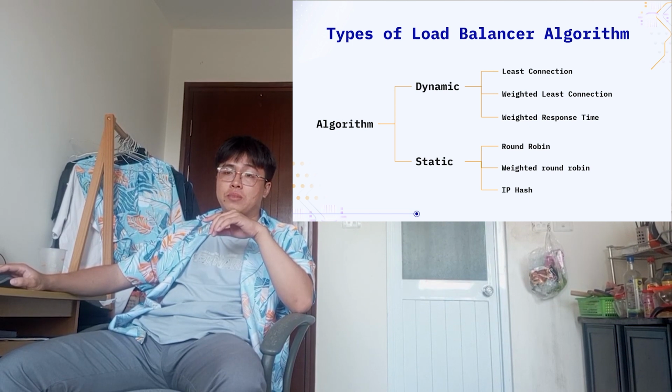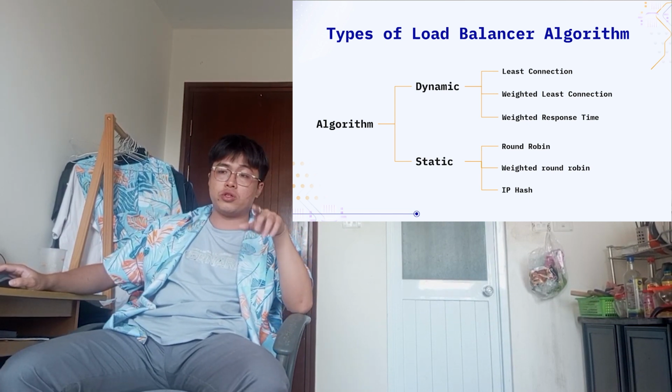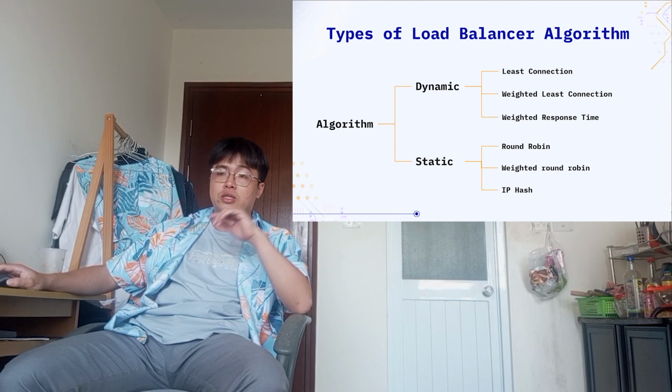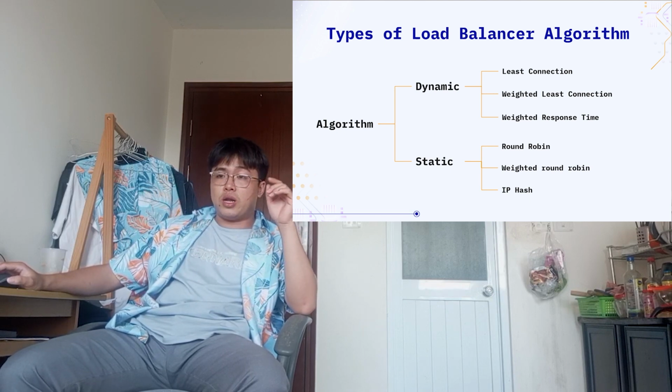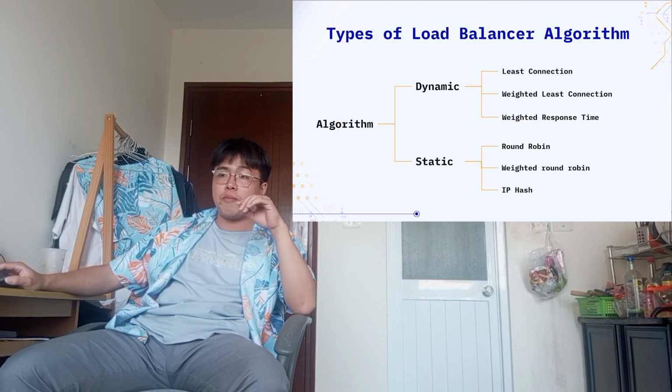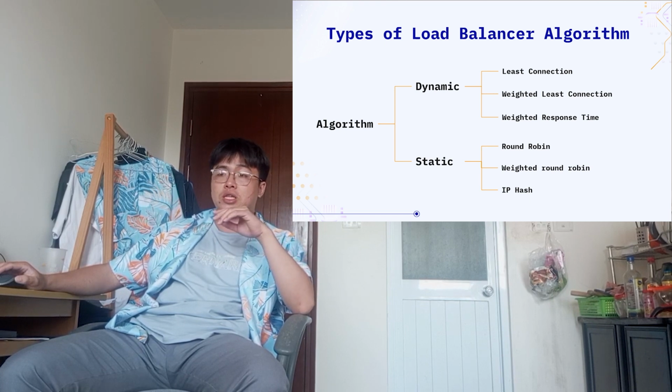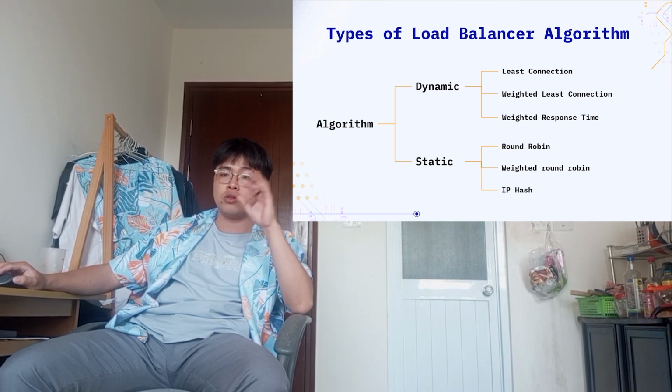Response time is the total time a server takes to process an incoming request and send a response. The least response time method combines server response time and the number of active connections to determine the best server. Load balancers use this algorithm to ensure faster service for all users.